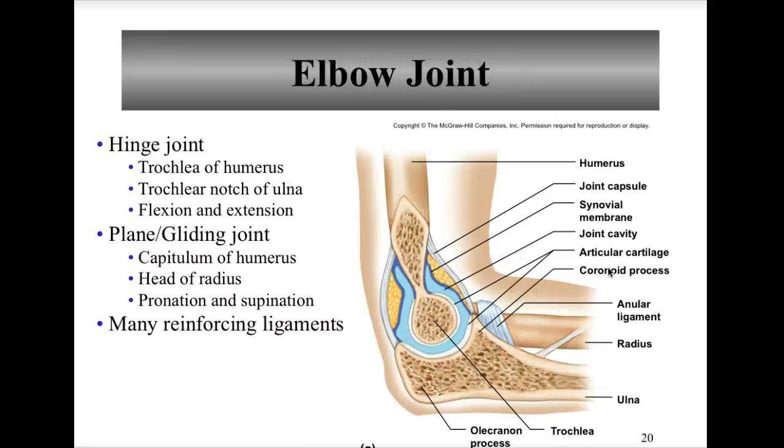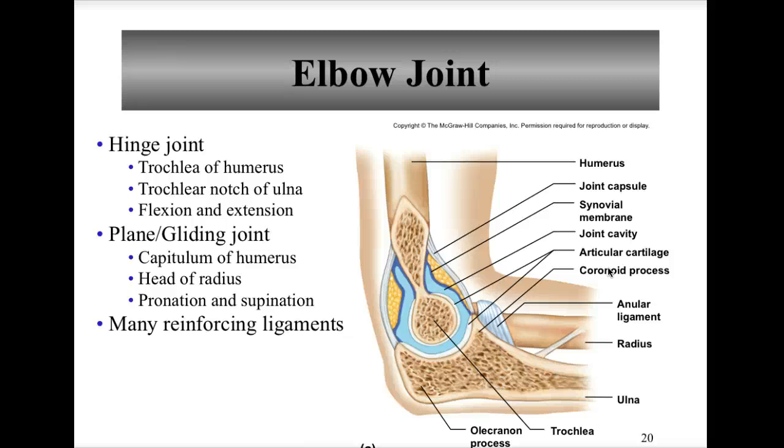The next type of joint would be the elbow joint. It's two joints working together to create the elbow joint. The hinge itself is between the trochlea of the humerus and the trochlear notch of the ulna. You do get a gliding joint in there, between the capitulum of the humerus and the head of the radius. We'll look at some of those parts when we break down the appendicular skeleton. Basically, it is a very stable joint with many reinforcing ligaments, and it allows for both flexion and extension of the elbow.